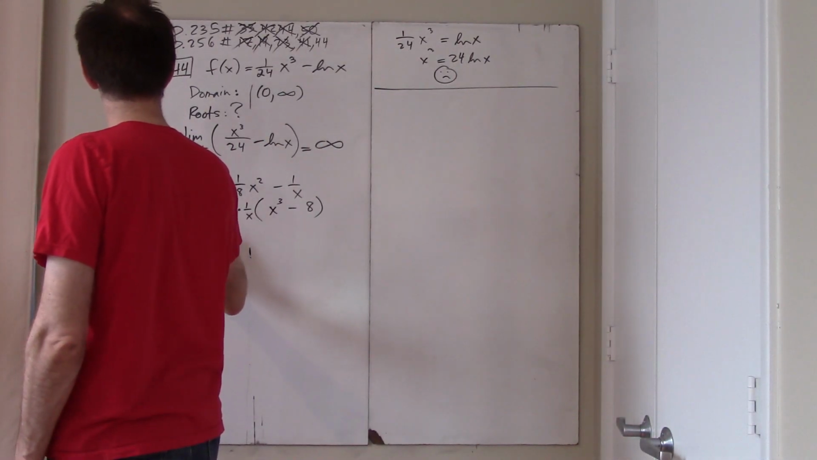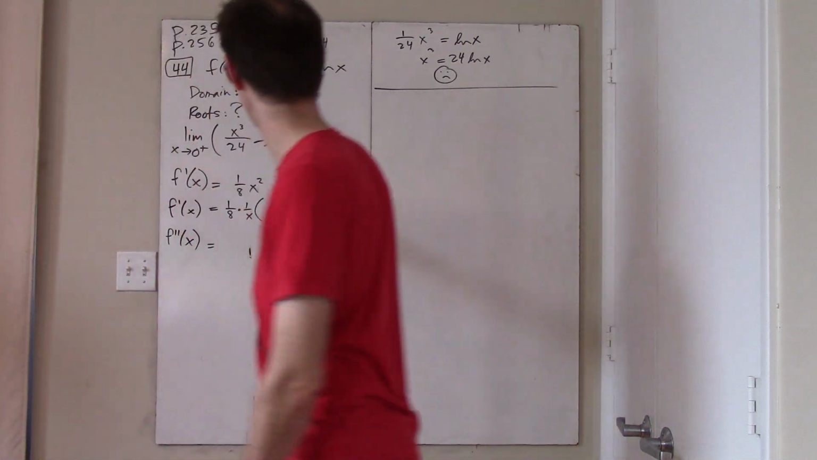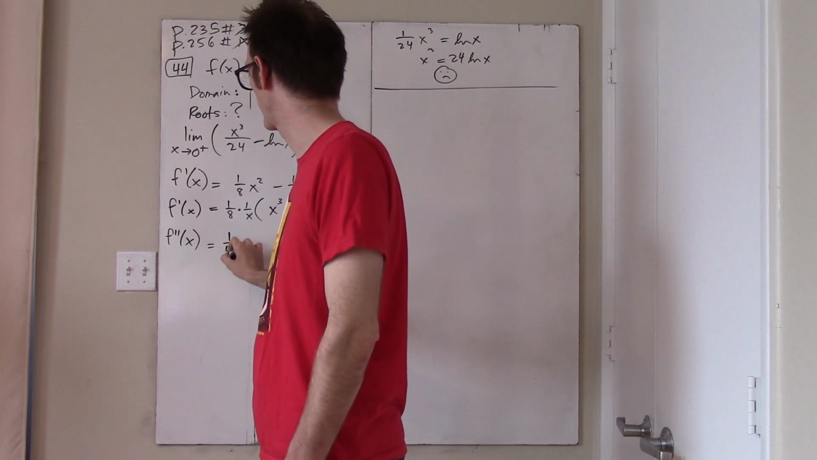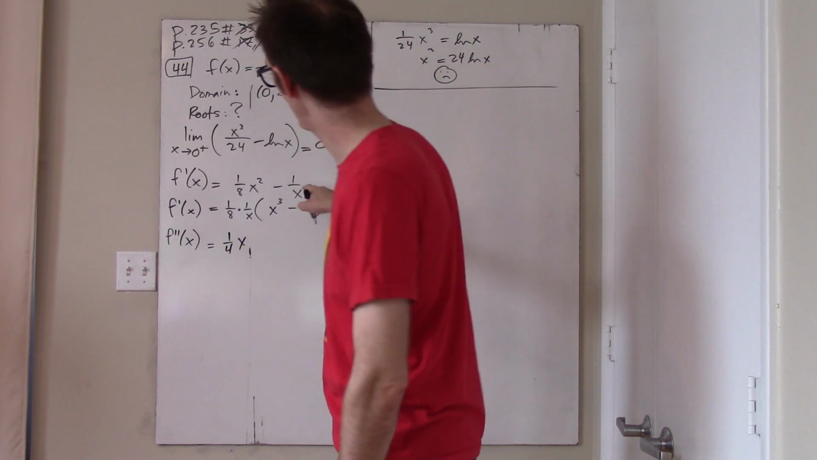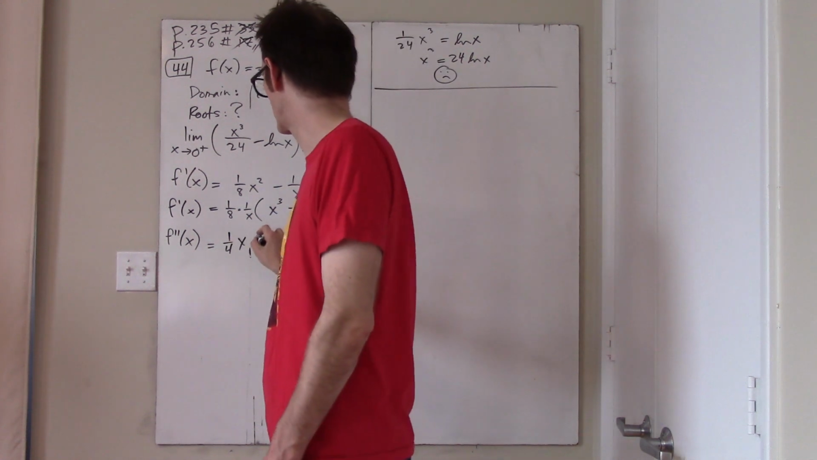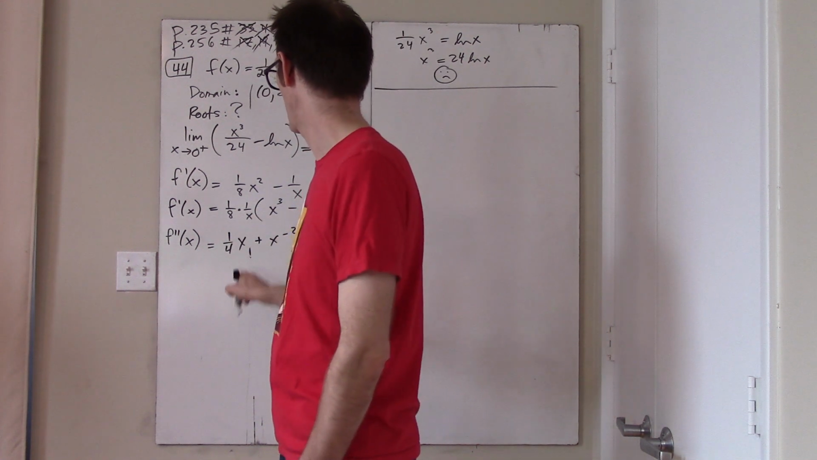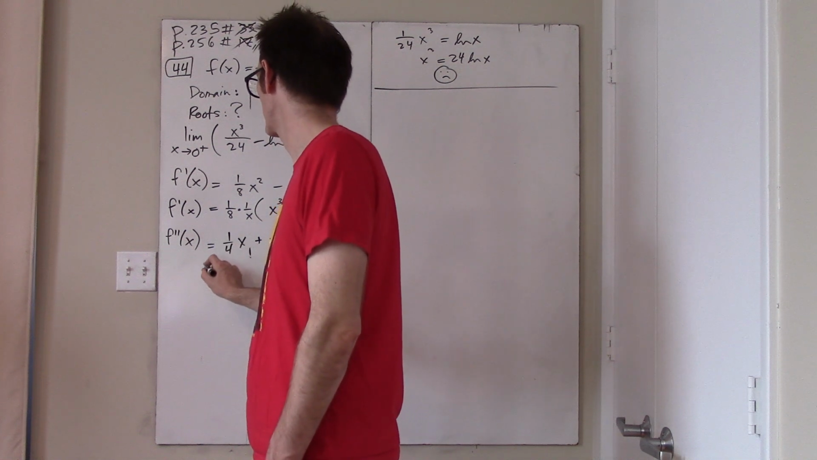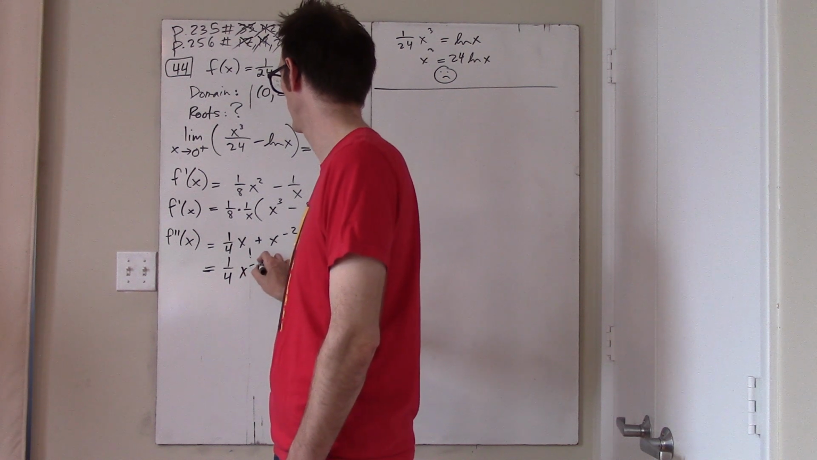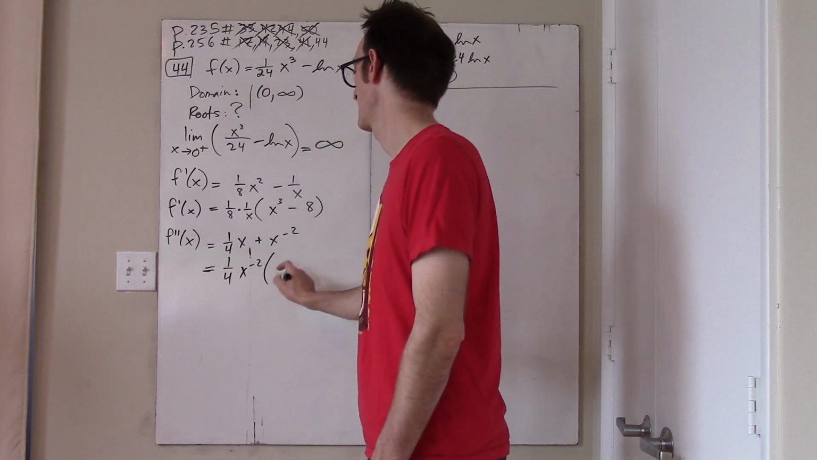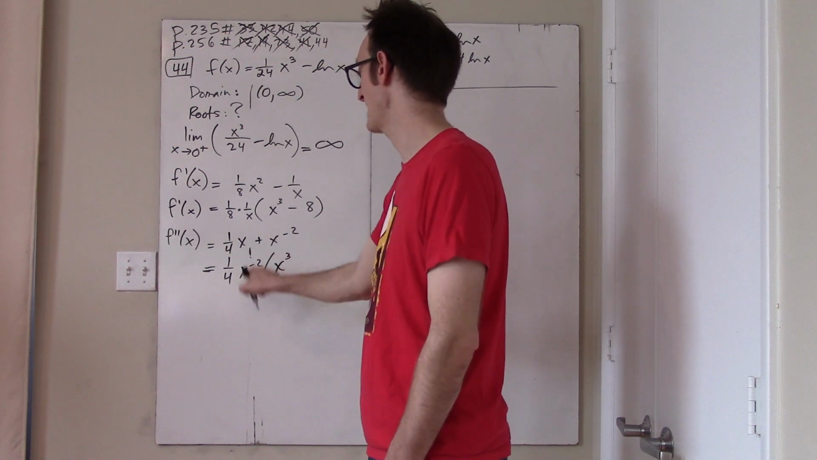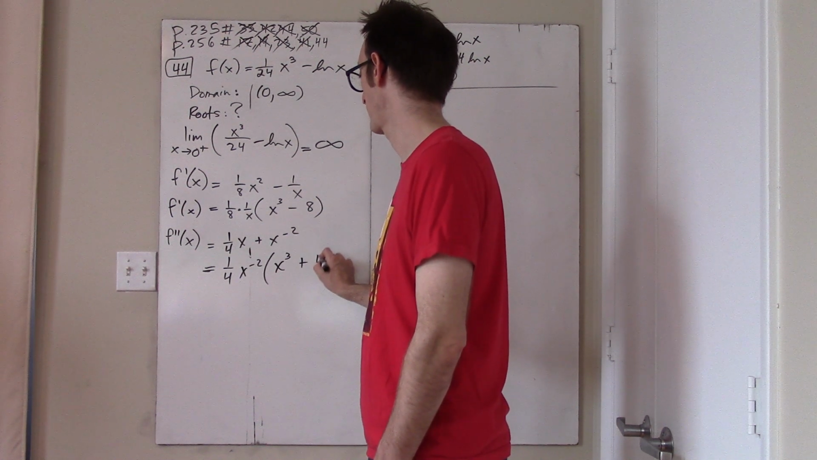And now I'll take the second derivative. What's the second derivative? 1/8 x squared, so it's going to be 1/4 x. And the derivative of negative x to the negative 1 is just x to the negative 2. And even here, I'll factor out 1/4, and I'll factor out x to the negative 2, leaving me with x cubed times x to the negative 2, which is x, plus 4.